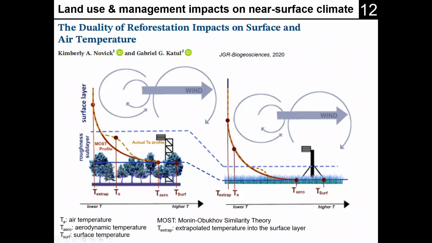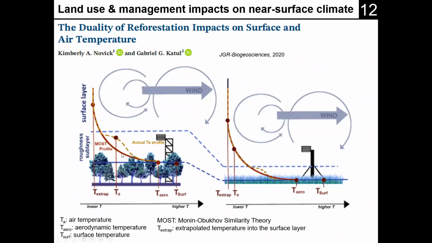What they compared here is a flux tower above a forest site and a flux tower above a grassland site, which would be related to reforestation. On the grassland side, the measurement height is usually within the surface layer and well above the roughness sublayer. But in a high canopy forest, oftentimes you actually measure the air temperature within the roughness sublayer.